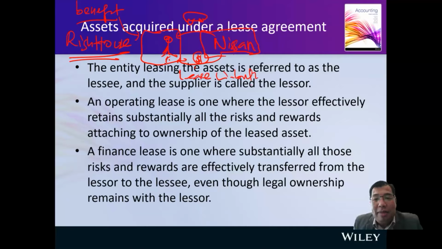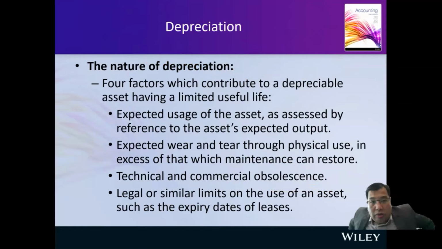You don't have the asset, but you have control over the asset. You can use the asset and you have the benefits from the asset. That's why we can put it as our liability. We can divide leases into two types, operating lease or finance lease. A finance lease is when the reward and risk are transferred from the lessor to the lessee, to us, even though the legal ownership remains with the lessor. This is a complex topic. If you want to study more, please watch my videos on YouTube.